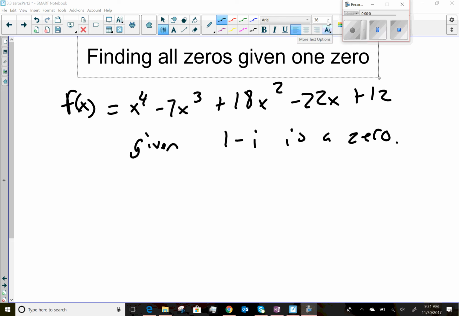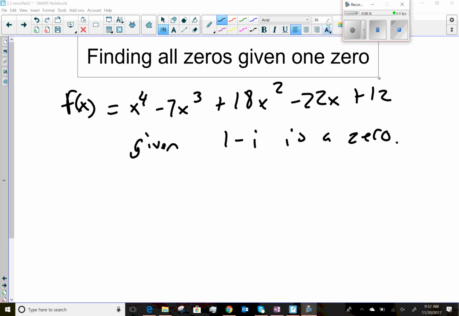This section is finding the zeros of a polynomial function. We want to find the zeros just by being given one zero. Can we find all the others? We've kind of done this before, but we haven't had complex numbers in there. So here's our function, x to the fourth minus 3x cubed plus 18x squared minus 22x plus 12, and we're given that one zero is 1 minus i.